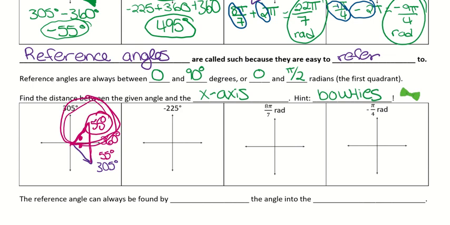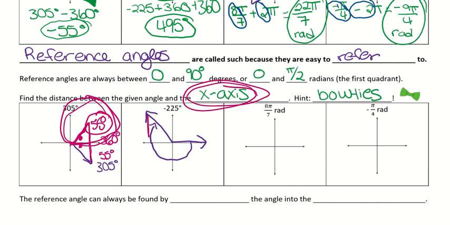This next one, negative 225, if we graph it, we start with our initial ray, we go 90 degrees, 180 degrees. We don't go all the way to 270. We end up right here. Now we want to figure out our reference angles. So we always find the distance from the x-axis. That's how we make our triangles.